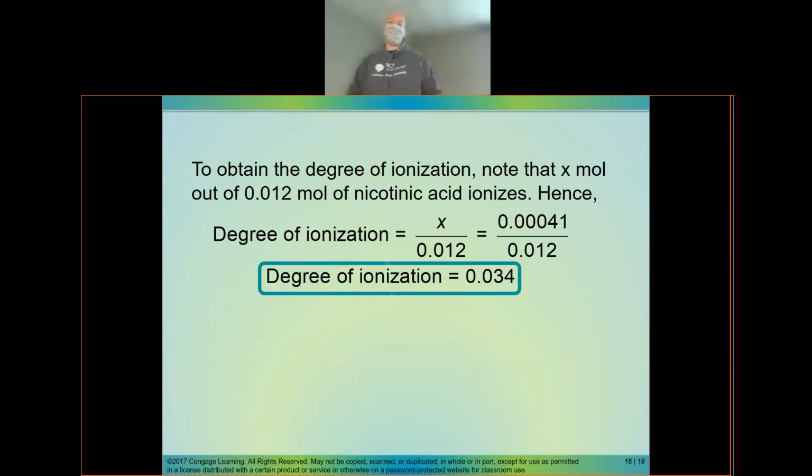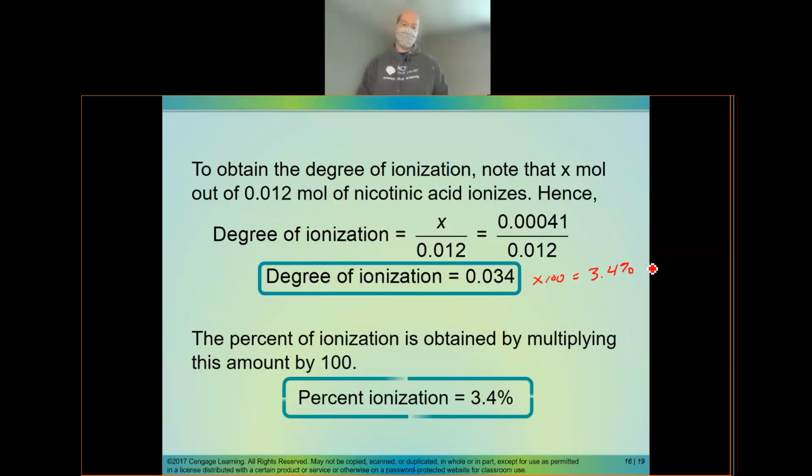All right, but then we had to take our x divided by our initial. So again, the degree of ionization, you take your x value, 0.00041 divided by 0.012. You have your 0.034. Again, if you wanted it to be a percent, you simply multiply by 100, and now you have percent ionization at 3.4%. So again, if you wanted the percent ionization, you simply have to take your degree of ionization and multiply by 100.